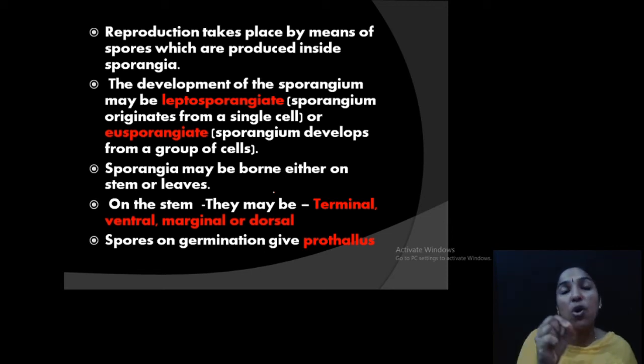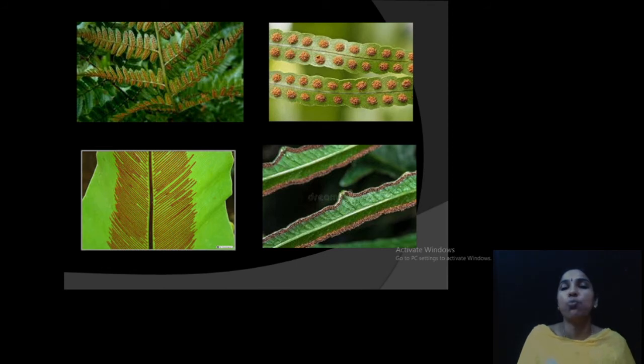Then, spores on germination give rise to prothallus. Understood? Spore on germination give rise to a structure known as prothallus. These are the spores.